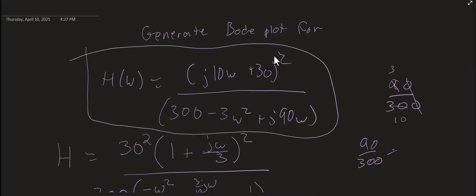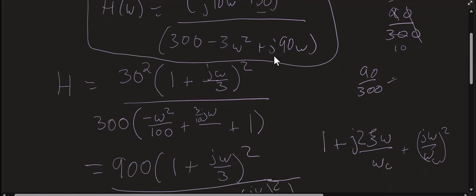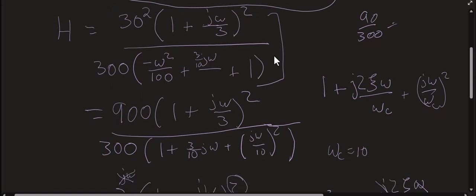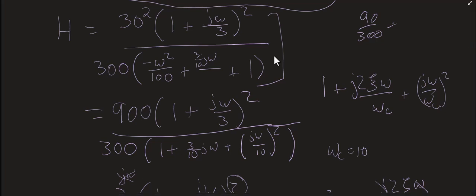The first thing we did was factor out the constants so that our constant term would be 1. So we factored out a 30 squared from the numerator, we factored out a 300 from the denominator, and then we got this term right here. And then 30 squared was 900. I put the quadratic factor in order with 1 and then 3/10 j omega, and then I wrote minus omega squared over 100 as j omega over 10 squared.